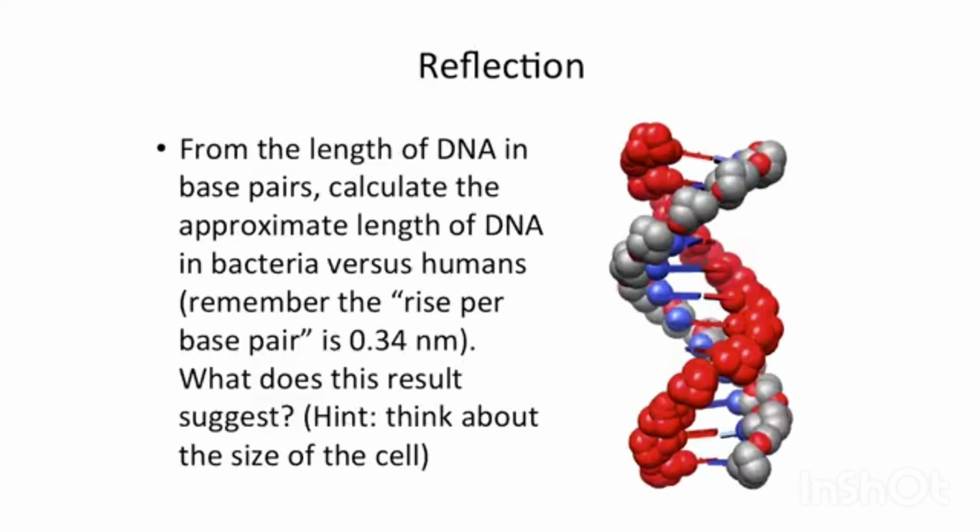If you look at the length of DNA in base pairs from the slide earlier, can you calculate the approximate length of DNA in bacteria and in humans? How do they compare? Remember that the rise per base pair is about 0.34 nanometers. Now think about what this suggests, keeping in mind the dimensions, the size of the cell. Think about what you know regarding the structure of DNA that might be used in controlling gene expression. It has to be specific. You have to be able to recognize specific sequences in DNA.